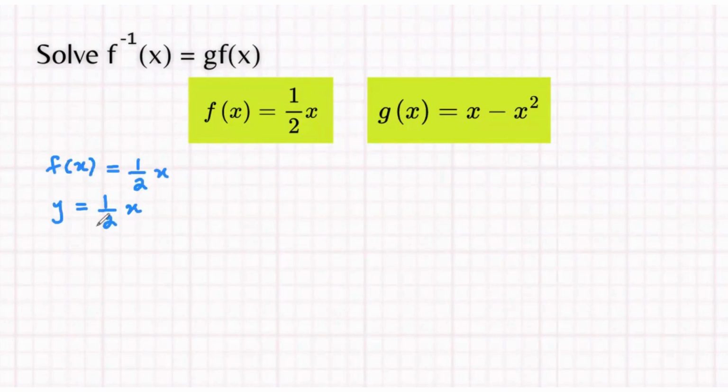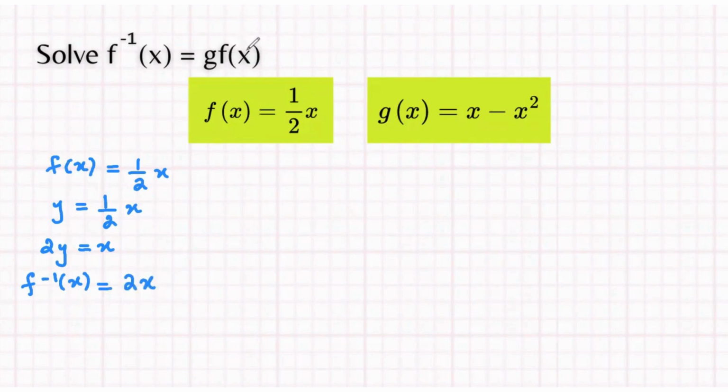So to make x the subject, I'm going to get rid of the fraction on the right-hand side by cross-multiplying 2 with y. So 2y equals x. Now, as you can see, x is the subject, not y. So next step is to replace x with f inverse of x and y with x. So this is your inverse of f of x.